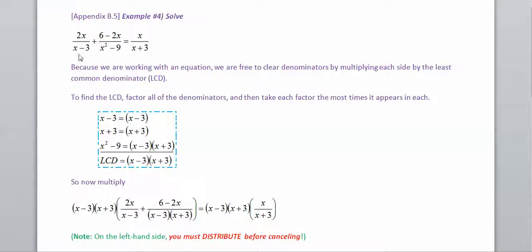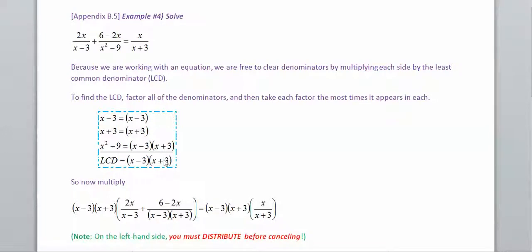So we're going to take our three denominators here. We're going to factor each of them. And x minus 3, x plus 3, those are already in factored form. And our x squared minus 9 breaks out into the product of x minus 3 times x plus 3. Our least common denominator, when we've got everybody factored, is going to be made up of everything that appears here the most times it ever appears. So we've got an x minus 3 appearing once, and the x plus 3 appears once, so it has to appear in the least common denominator.